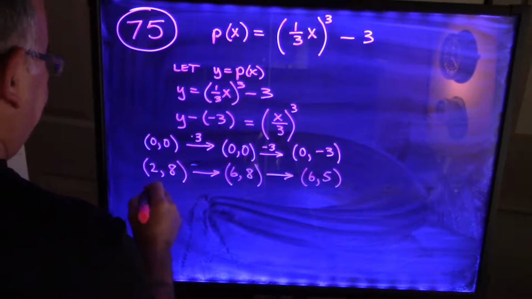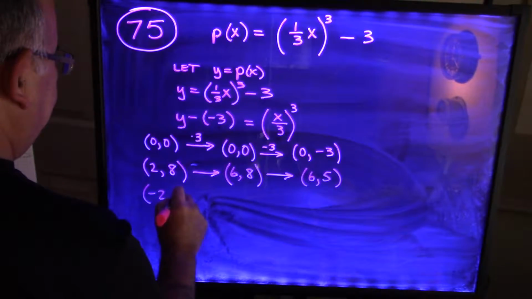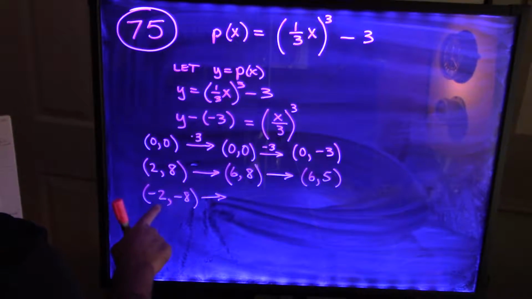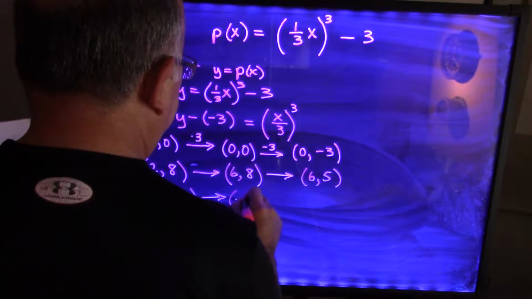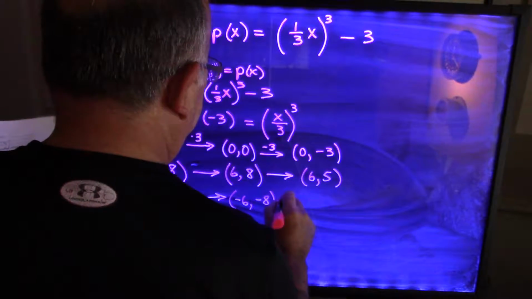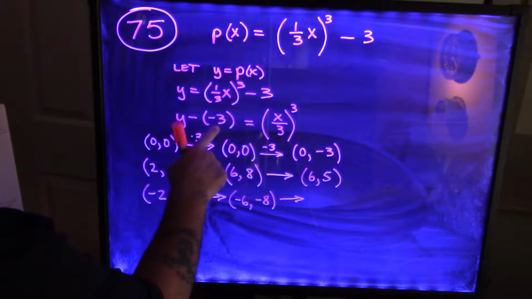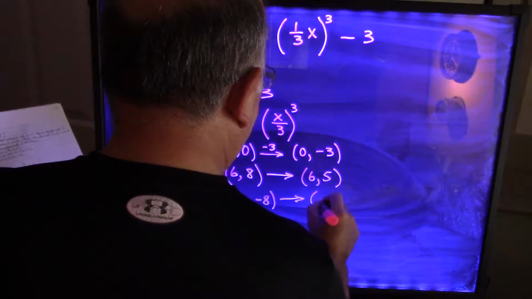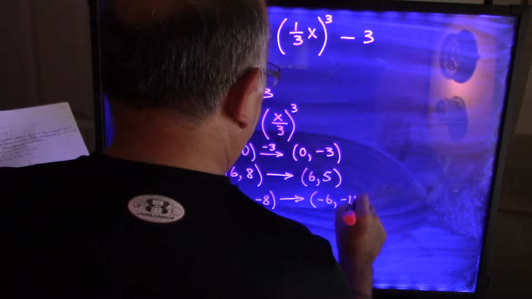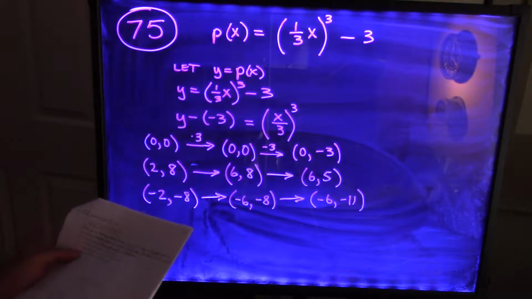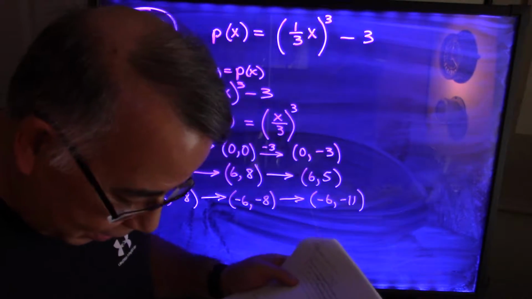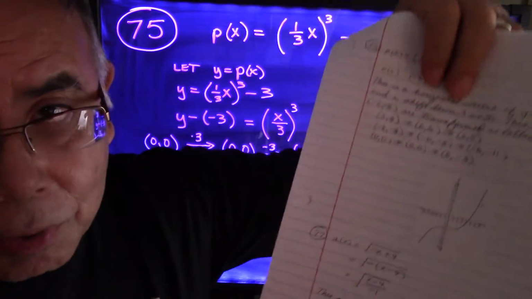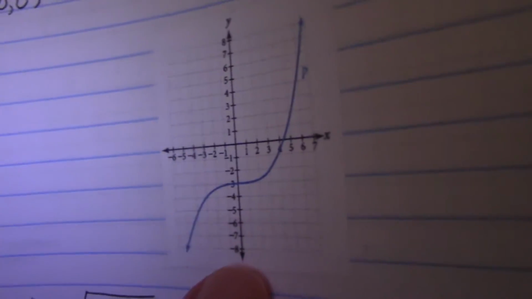One more point. Let's see. Negative 2, negative 8 is on y equals x cubed. Again, multiply the x coordinate by 3, so you get negative 6, negative 8. Now you add negative 3 to the y coordinate, so you get negative 11. So you get negative 6, negative 11. Now you plot those 3 points at least. You can do more if you wish. And then connect the dots with a nice curve in the shape of y equals x cubed. And you will get this result right there.